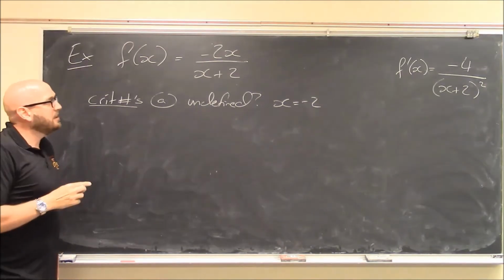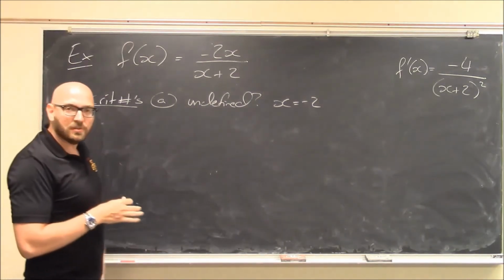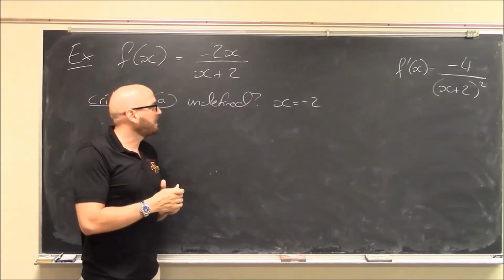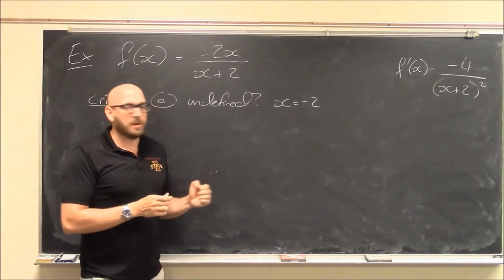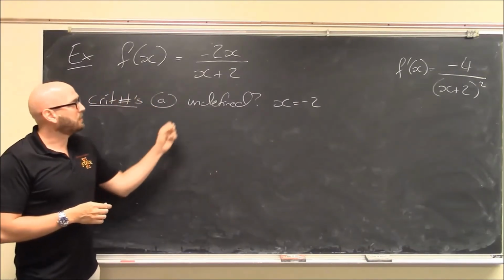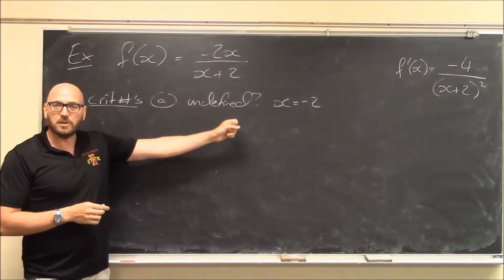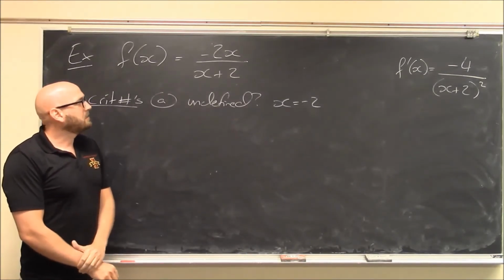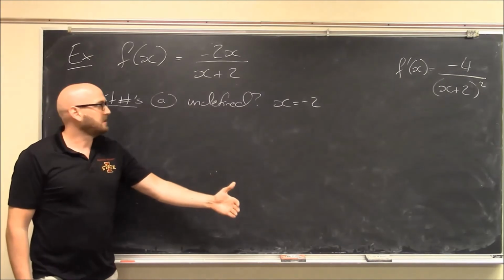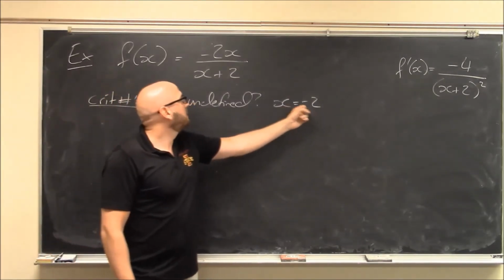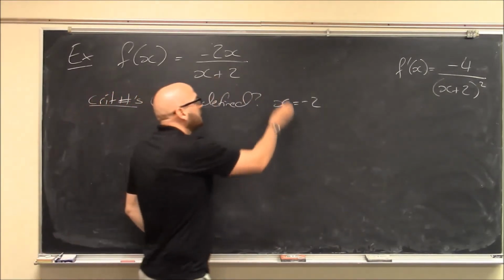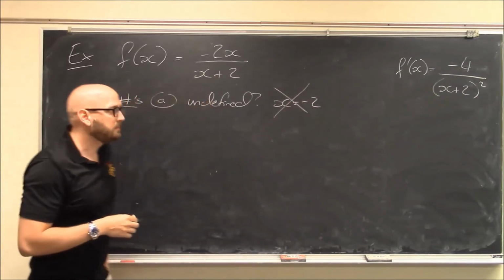But wait. Go back to the definition of critical numbers, and you'll see there's one extra part to it that came before the derivative is either 0 or undefined, and that is that critical numbers have to be in the domain of the original function. And x equals minus 2 is not in the domain, so I'm actually going to not consider it.